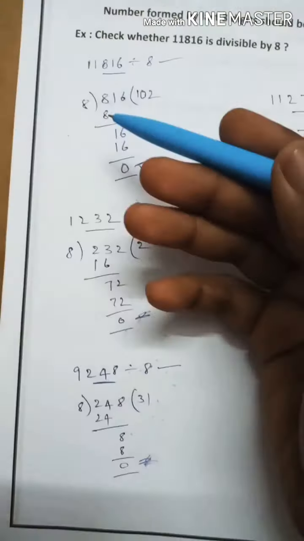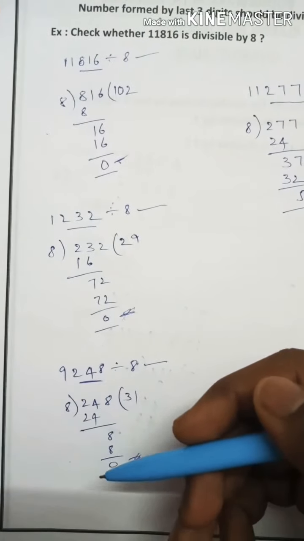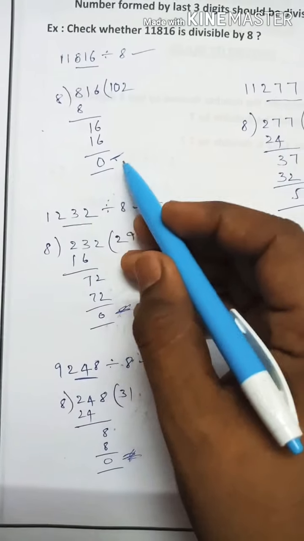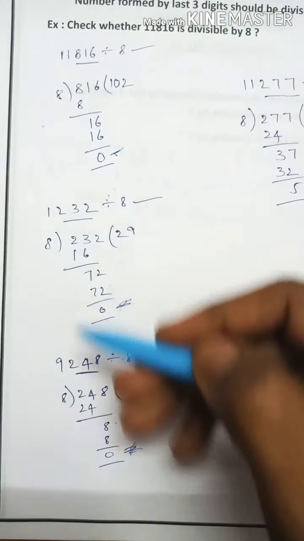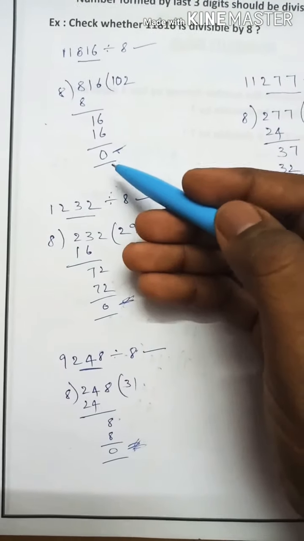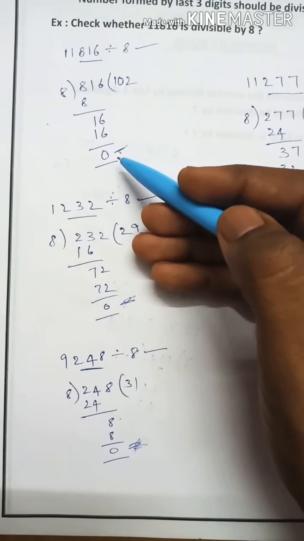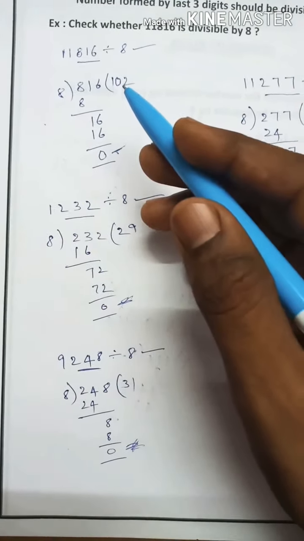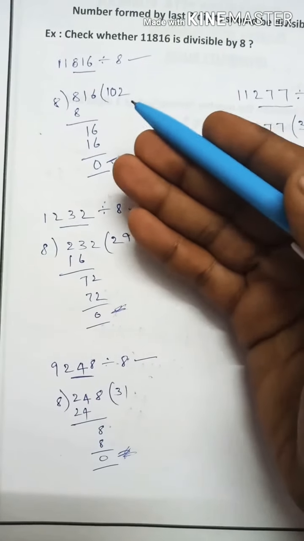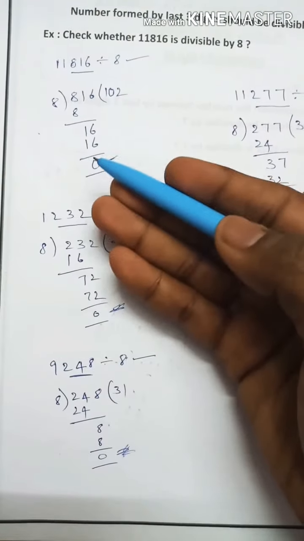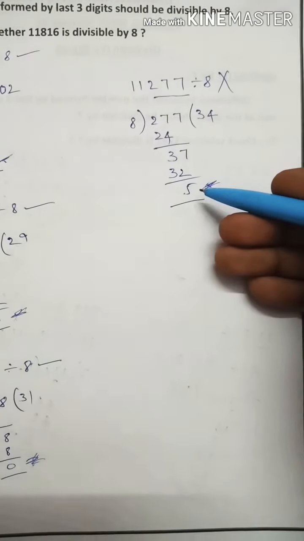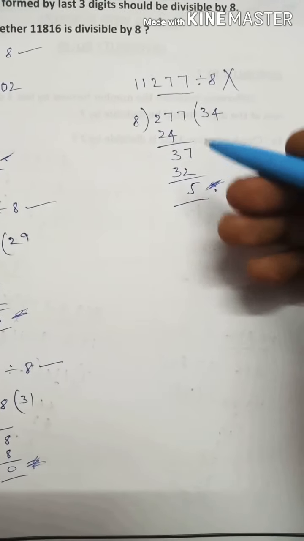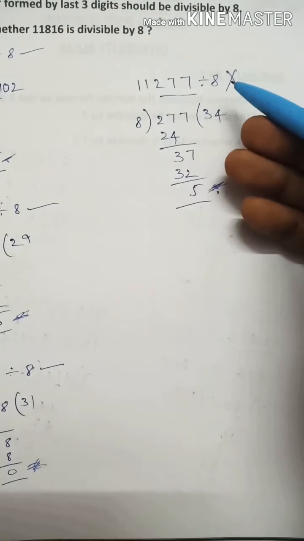Whereas if you look at these three cases, in these three cases we got remainders 0 in all cases. That is why we are saying these numbers are divisible by 8. When we say 0, it means that it is exactly dividing that number. Okay, so that is why in these three cases these three numbers are divisible by 8, whereas in this case we are getting remainder 5. That is why this number is not divisible by 8.